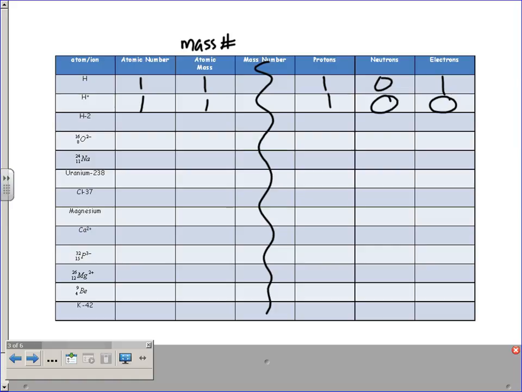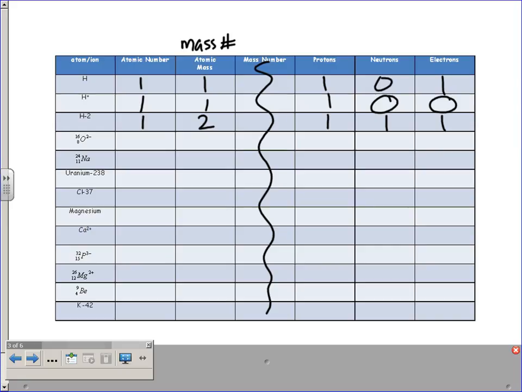H-2. That's hydrogen with a mass number of 2. Atomic number doesn't change, it's still 1. Mass number is 2. It's not a charged particle, so it has 1 proton, 1 electron. Mass number minus atomic number, 2 minus 1, gives me 1 neutron.